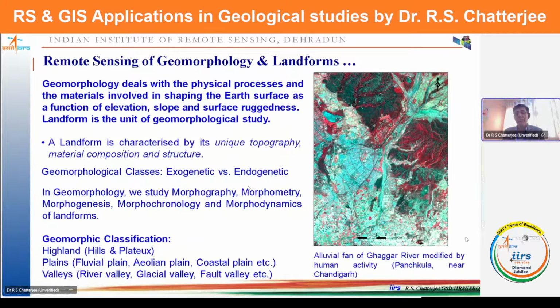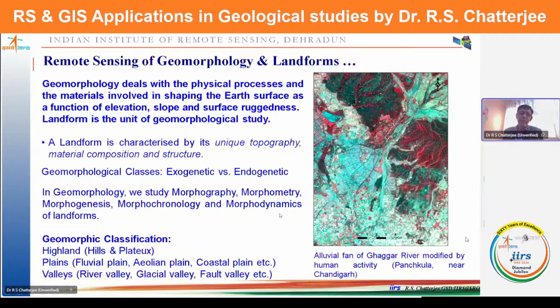What kind of forces are coming from inside the earth? Tectonics, isn't it? Tectonics and volcanism. These are the forces coming from inside the earth. Now you see in geomorphology, we can study the shape, broadly the morphography. We can measure the size of the landforms, their shape, characteristics, morphometry, then when they have formed, morphogenesis, and if there are different kinds of landforms, then the temporal ordering, morphochronology, and finally the presently operating geomorphic processes, or morphodynamics of landforms.